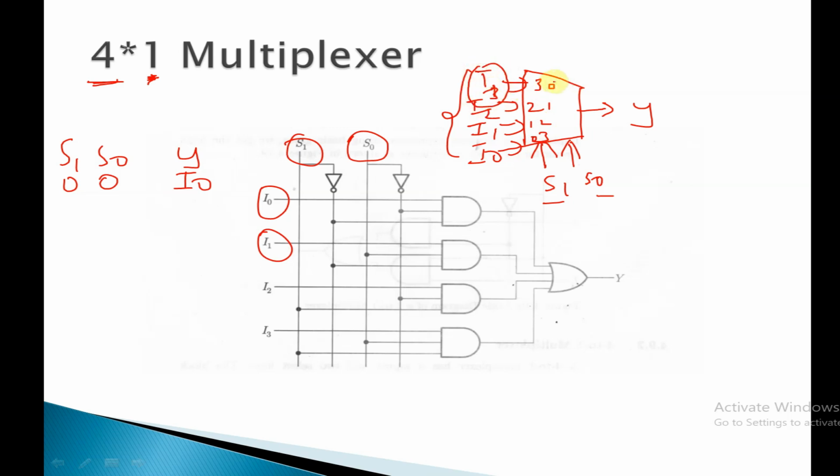You should be careful with this particular notation or representation. Sometimes they will give 3 2 1 0 or 0 1 2 3. So you should be very careful about which pin is associated with which number.